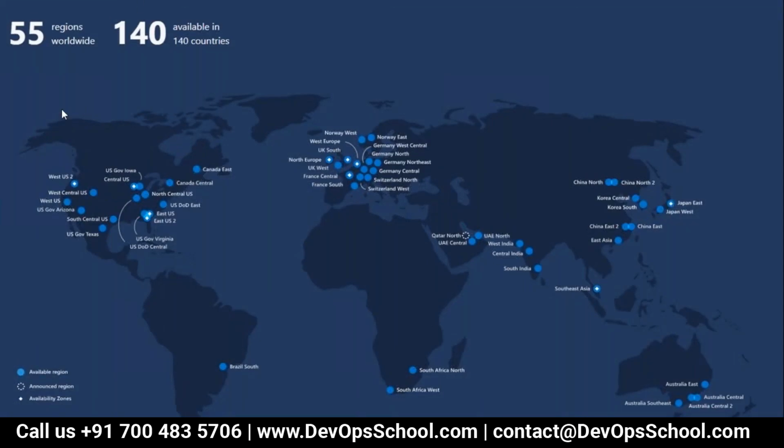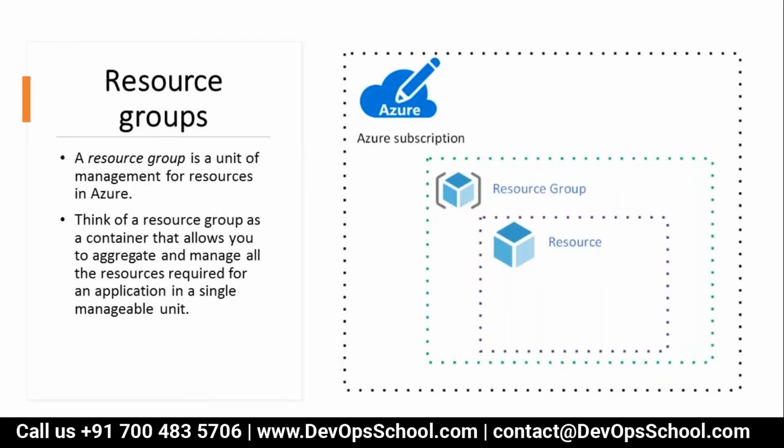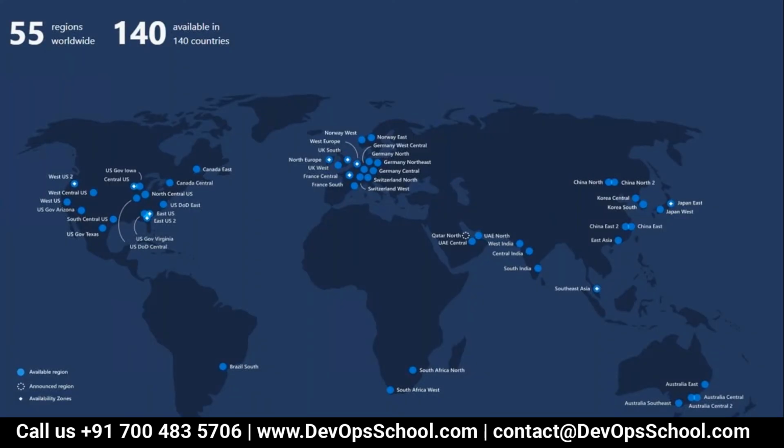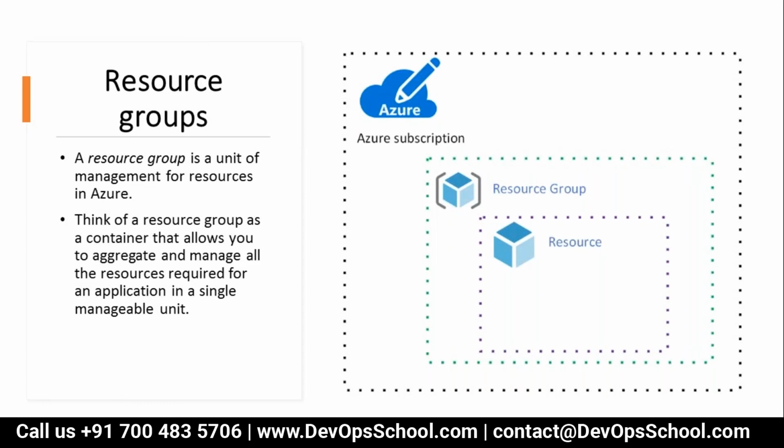Right now Azure has, please note down this: 55 regions worldwide, available in more than 140 countries. That is the reason Azure cloud is booming nowadays. Any doubt till now? Okay. Now we are going to discuss the resource group.